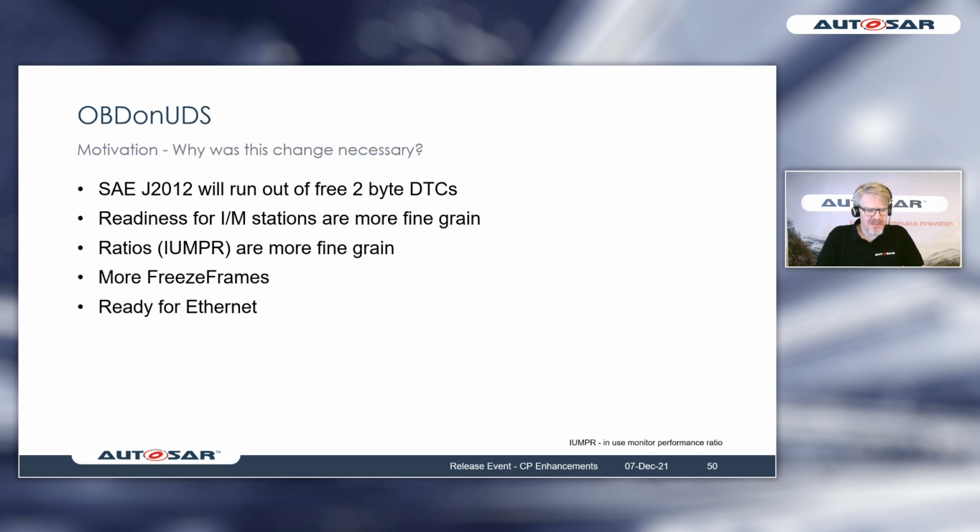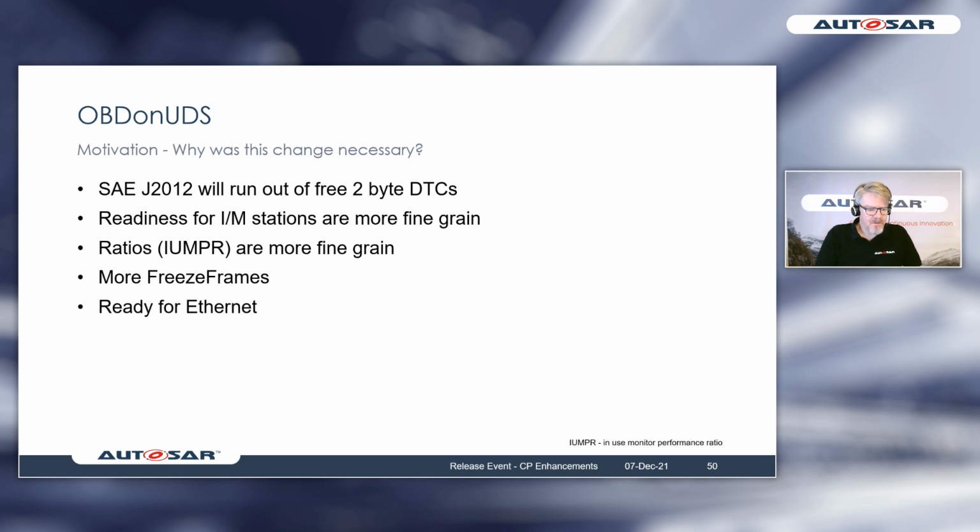Why is this change done at all? You could say that for zero emission, OBD is not needed at all. But technically, we're running out of free-to-buy DTCs. This was mainly due to the electrification of the vehicle, the hybrid vehicles, because a lot of new DTCs were added. And if we continue with all these new technologies which are currently coming, it's assumed that we run out of free-to-buy DTCs, and therefore OBD on UDS provides more space.